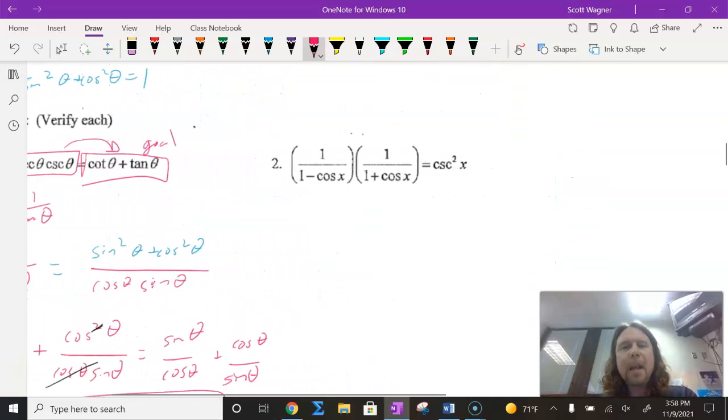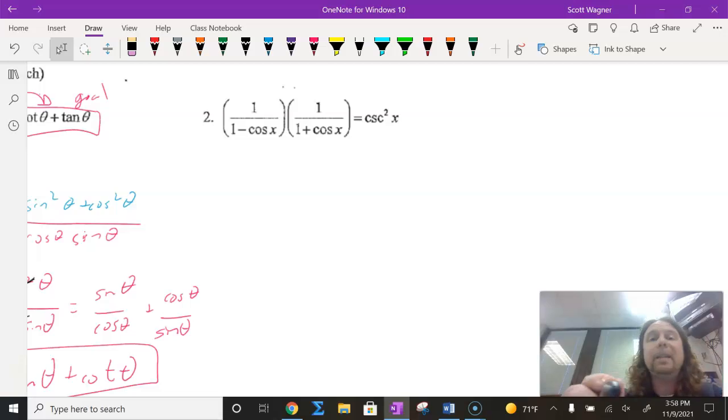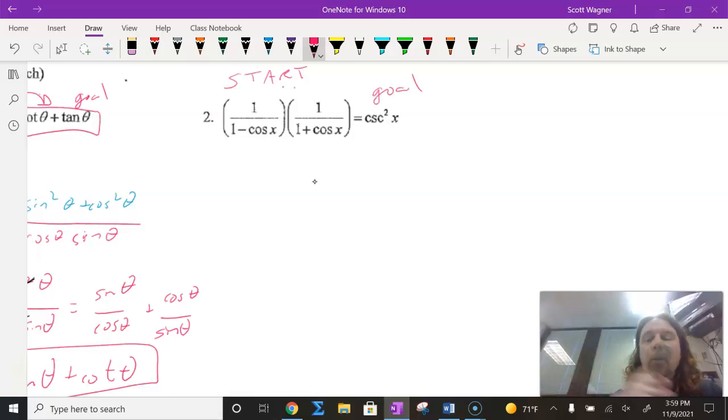Let's try 1 over 1 minus cosine times 1 over 1 plus cosine equals cosecant squared. Again, start on the more complex side. This definitely looks a little more complex, and this would be the goal: cosecant squared. So 1 over 1 minus cosine, times 1 over 1 plus cosine. It's multiplied, so I don't have to have a common denominator.